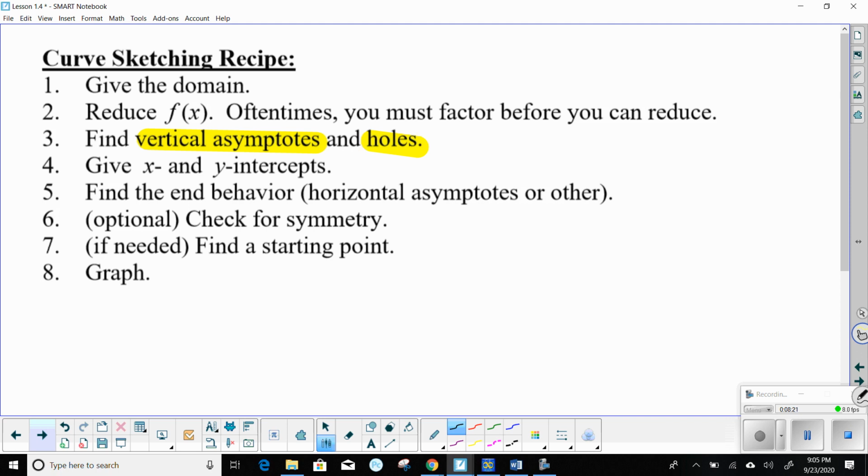Remember how we check for symmetry, right? We can plug in opposites, like you could plug in 1 and -1 or 2 and -2. If it's symmetric about the y-axis, you get the same thing back out. If it's symmetric about the origin, you get opposites back out.